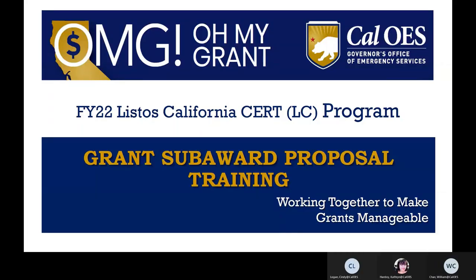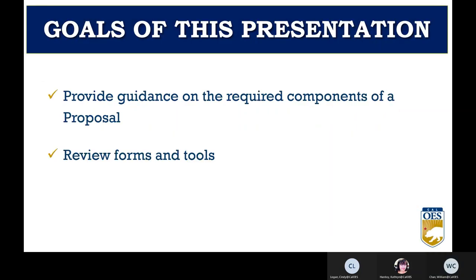Thanks, Katie. Hi, my name is William Chan, and I'm the program specialist for the ESOS Grants Unit. Today, we are going to give a presentation on the grant subaward proposal process. We are going to provide guidance on the components that are required of a proposal, and we are going to review those forms that we referenced just a moment ago and familiarize you with some tools that are available.